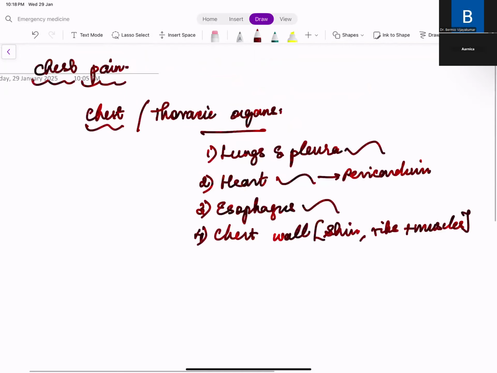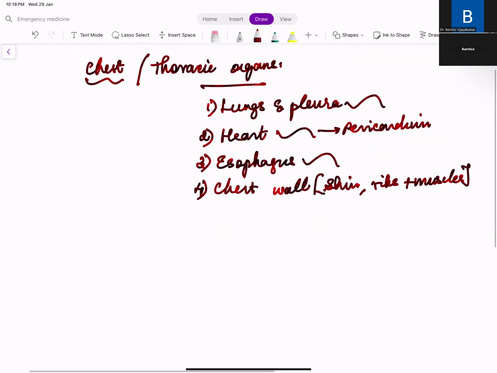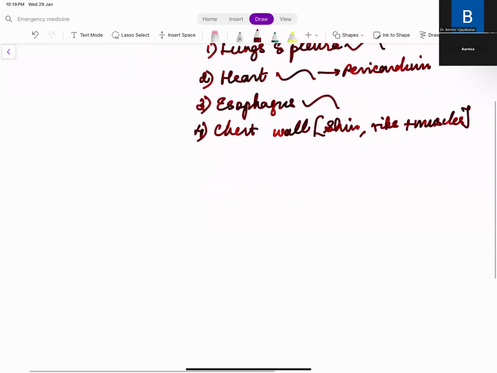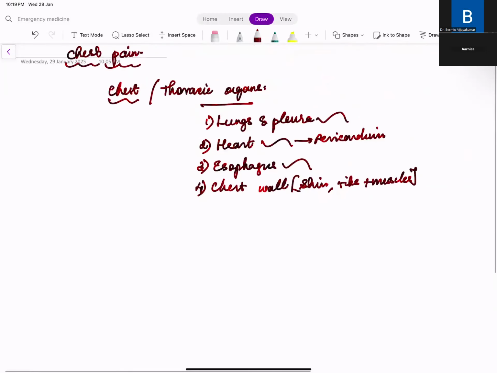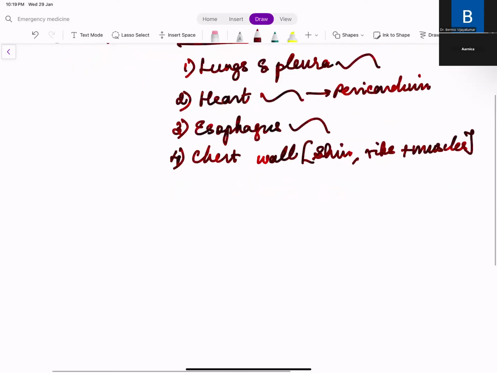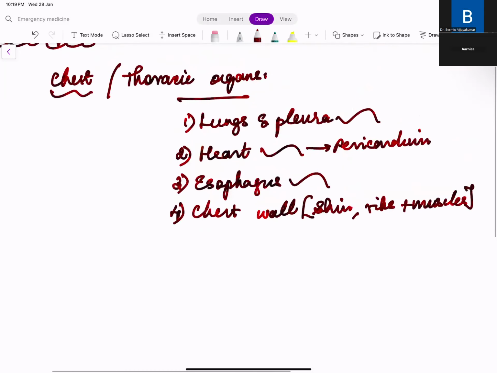So whenever a patient complains of chest pain, it can originate from any one of these gross organs. So our aim as an emergency physician or emergency medicine doctor will be to understand whether the pain is originating from any one of these organs, because the assessment and treatment will vary depending upon the cause.